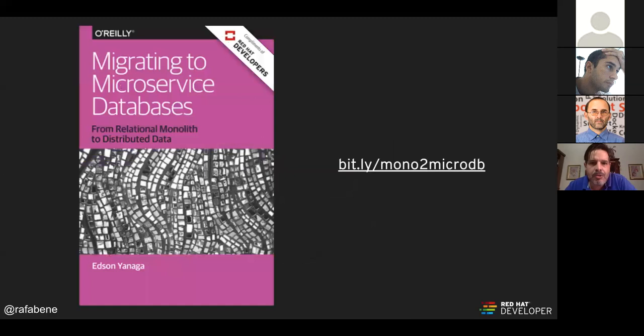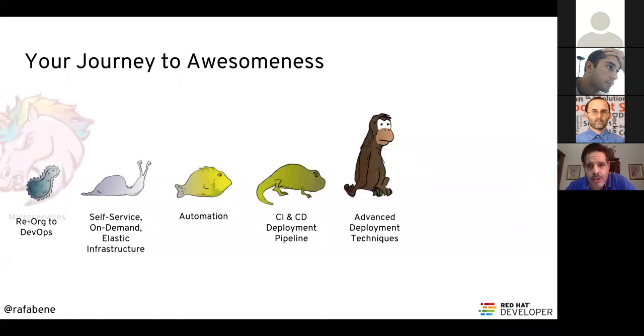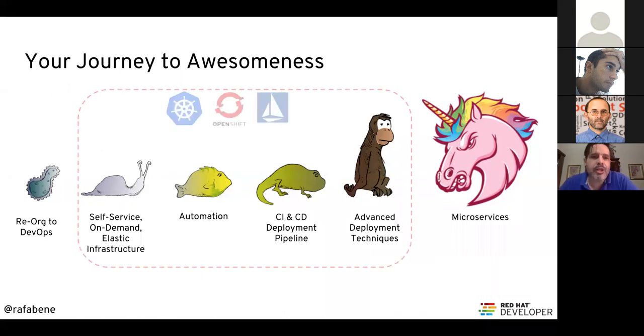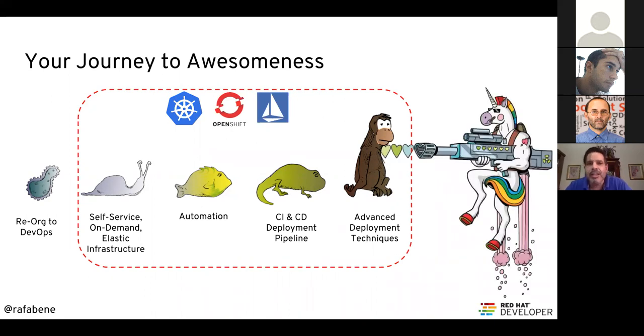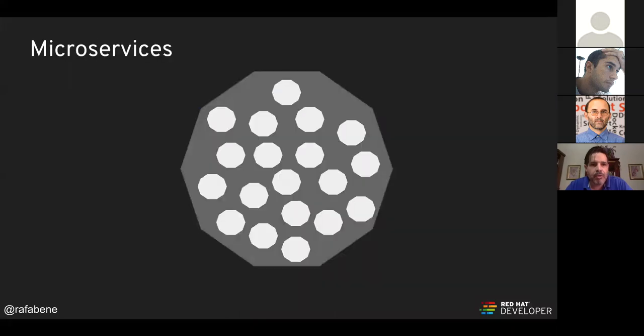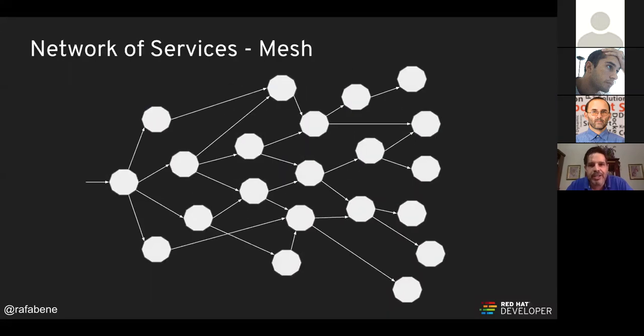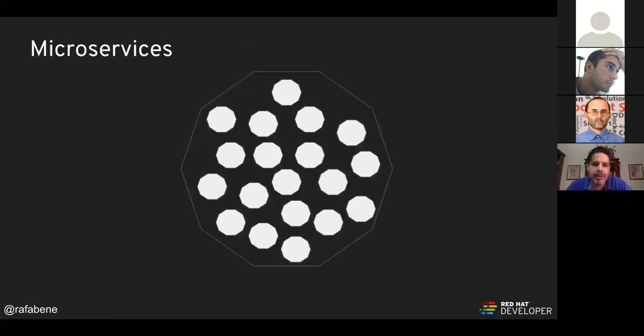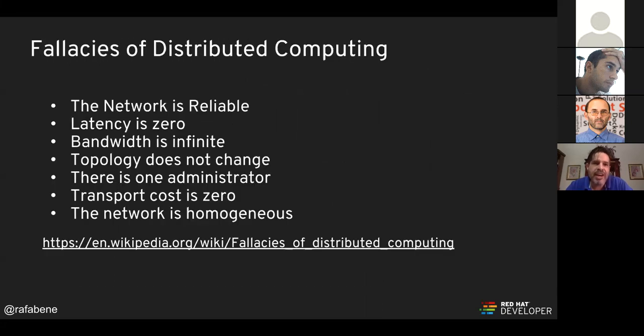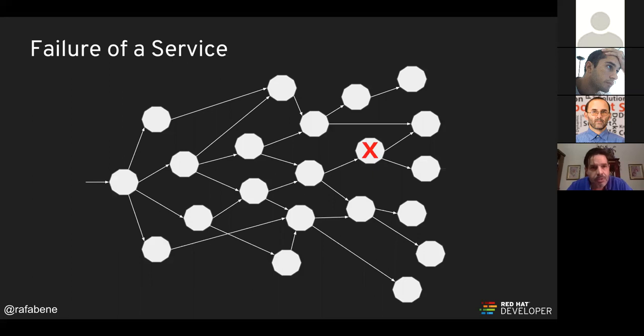Okay, so just recapping, those are the things that we can get with OpenShift, Istio, and Kubernetes: self-service on-demand, elastic infrastructure, automation, CI/CD deployment pipeline, and defensive deployment techniques. There was a moment that we decided to have a network of services coming from a monolith application, right? We covered the fallacies of distributed computing. We want to avoid a cascading failure.